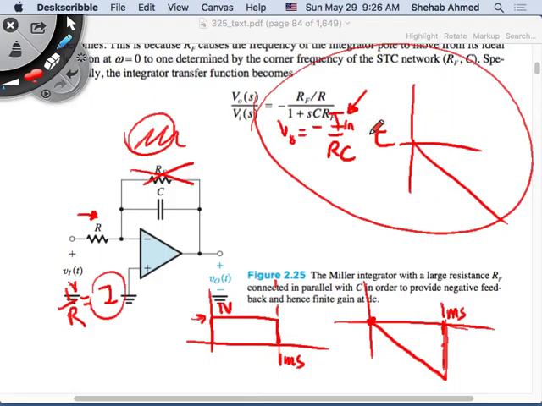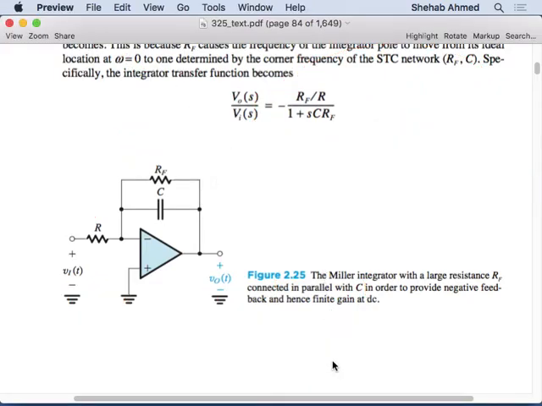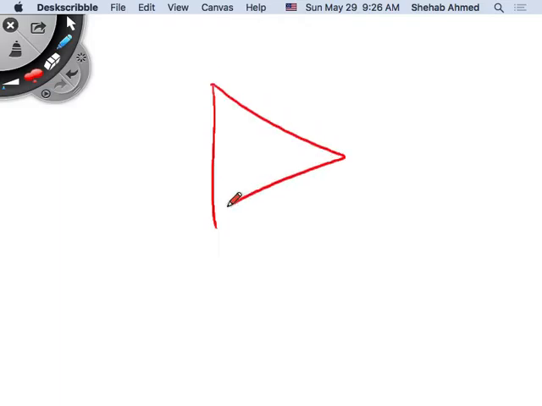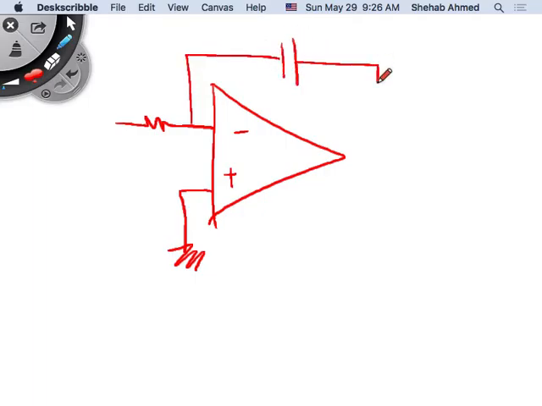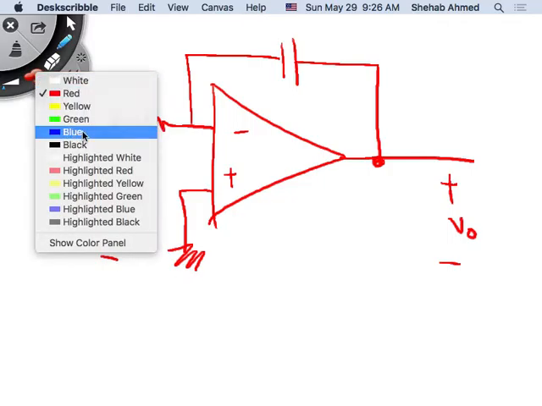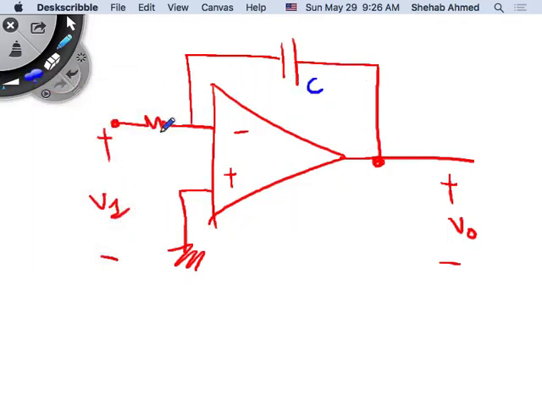I don't know how you got V naught as a function of time. Okay, so here we have ground, R, and C. It's plus minus V out, and this is plus minus V input. So this is the ideal integrator, C, and this is R.